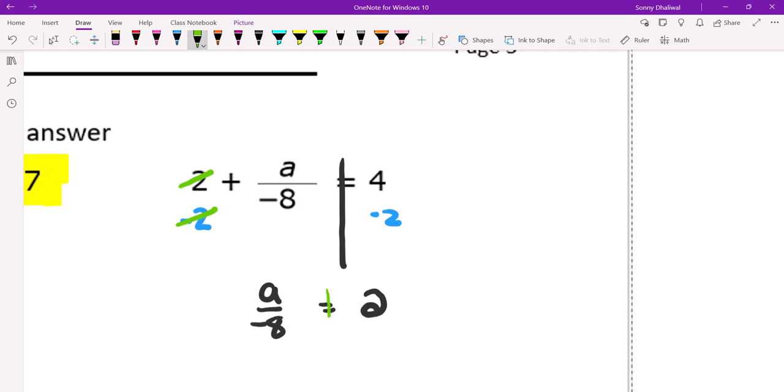Now we go back to the side with the letter. We have the 8 sitting there. You ask yourself the question, what is the 8 doing to the variable? Is it adding, subtracting, multiplying, or dividing? What does that horizontal line mean? Dividing. And we do the opposite, which is multiplying. Right? What number do we multiply by? Negative 8. We want to get rid of the 8 and the negative sign.